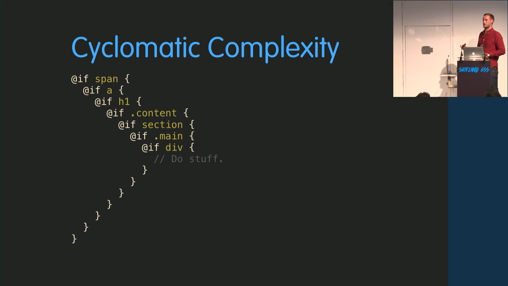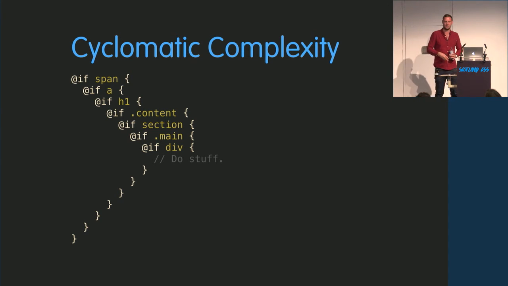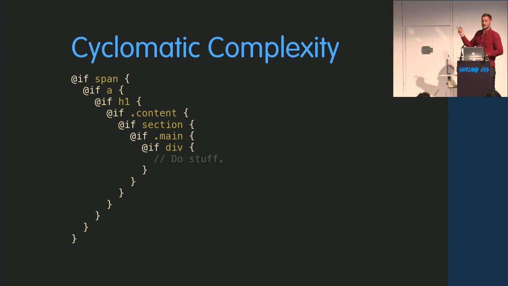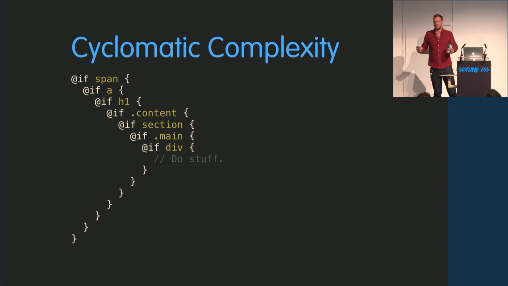That's 7 chances for the browser to get something wrong, or for us to break something in the browser, not be able to match things. It's a much more verbose way of working. The cyclomatic complexity of this selector is really, really high. The reason it's high is because we've written just a bad selector.